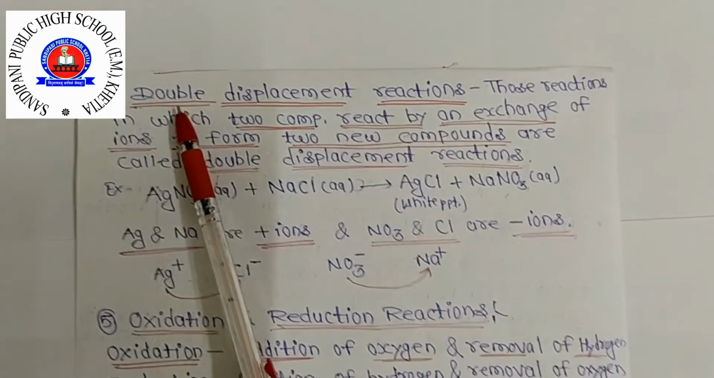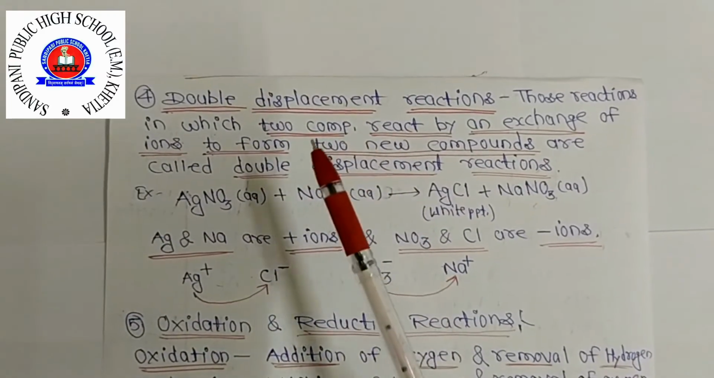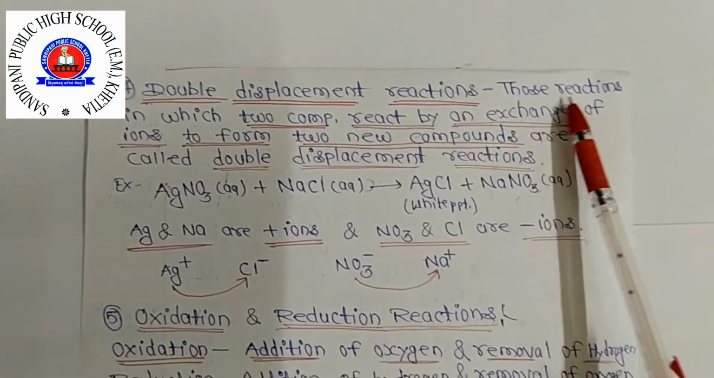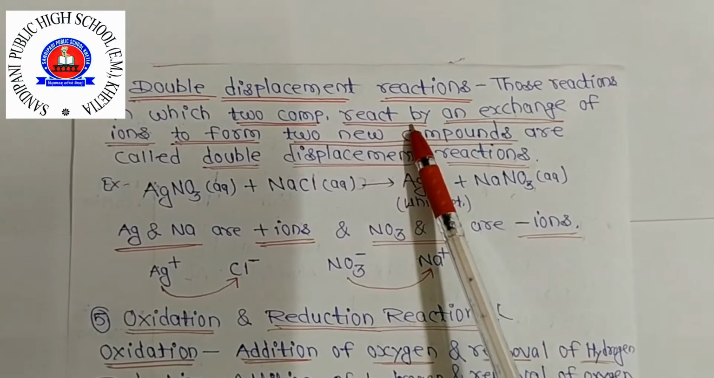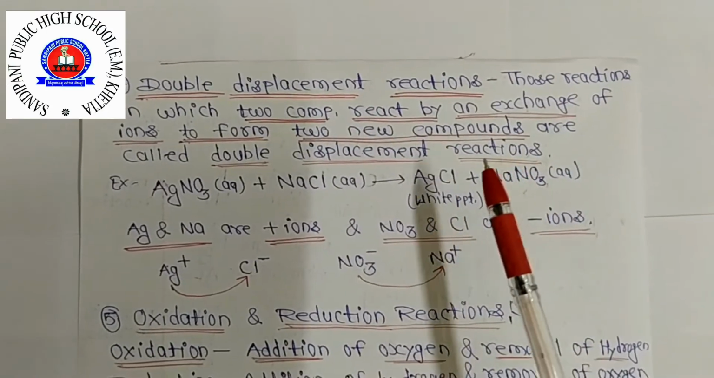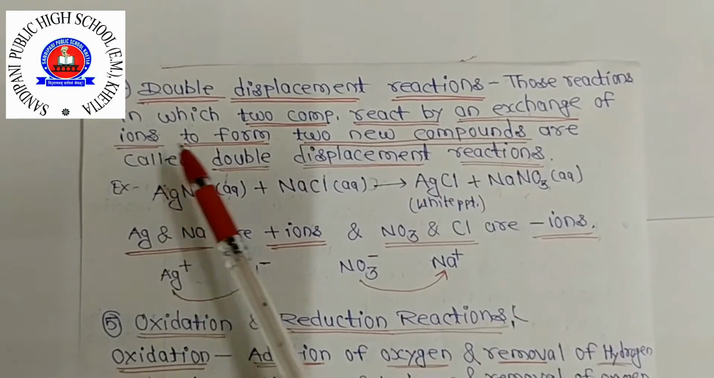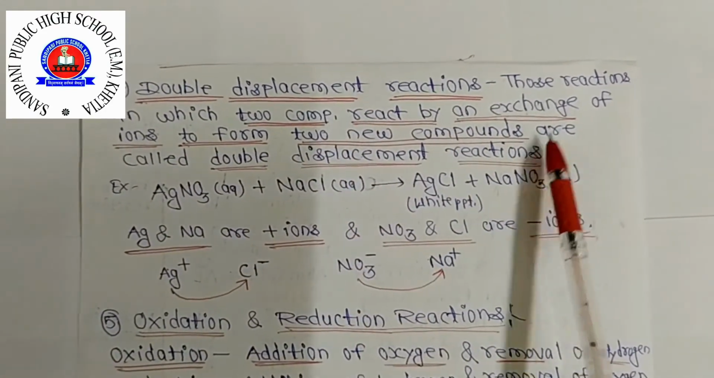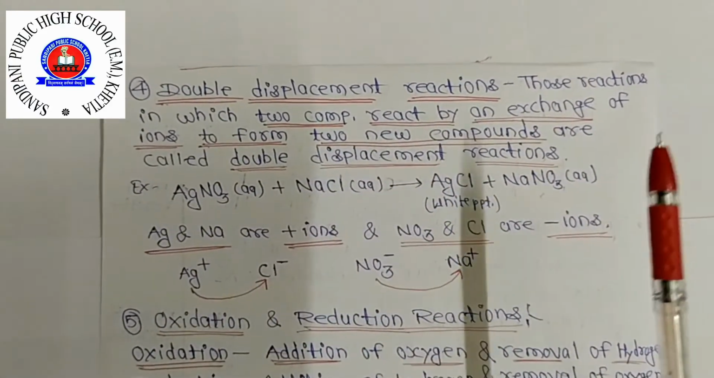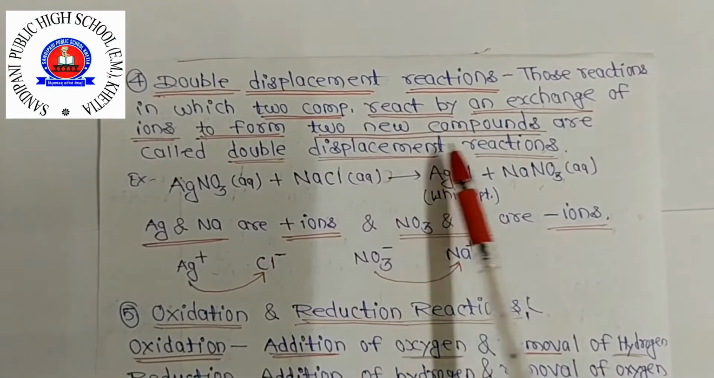Now for the double displacement reaction. From the name only, double means two elements displace their places. So that type of reaction is called the double displacement reaction. Those reactions in which two compounds react by an exchange of ions. Ions means cation and anion, positive and negative ions. So those reactions in which two compounds react by an exchange of ions to form two new compounds. Means after the exchange of ions, the reaction will complete and form two different new compounds in the product, are called double displacement reactions.